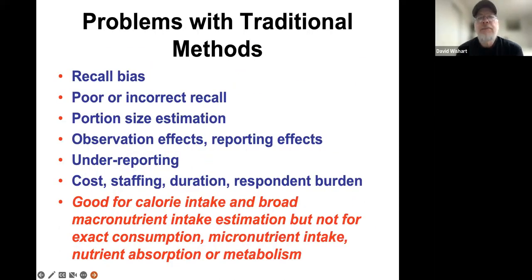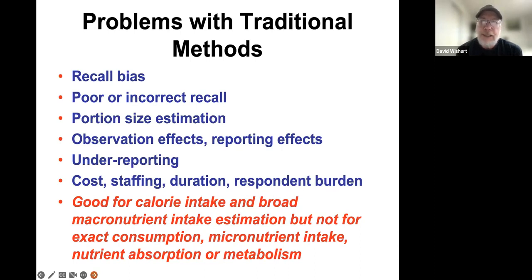But there are problems, and I think people are quite aware of these ones. So there's issues like recall bias or incorrect recall. People are really lousy at portion size estimation. There are effects that come from both reporting and observing. There tends to be problems with underreporting. And people have noticed this in particular with obese subjects, where for a long time it always seemed that obese people seemed to eat less than people who were of normal weight. And it wasn't really sorted out until we realized that there was quite a bit of underreporting. Obviously, if you're trying to do complete characterization, if you're doing a metabolic research kitchen, cost, staffing, duration are all limited.